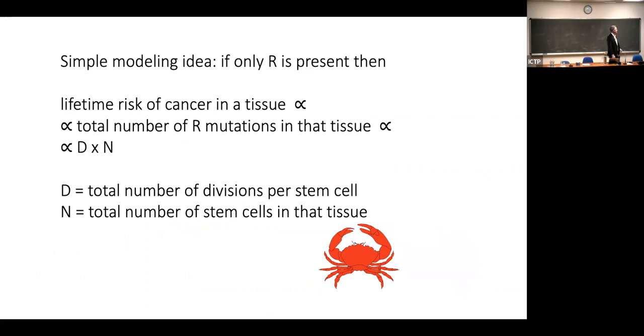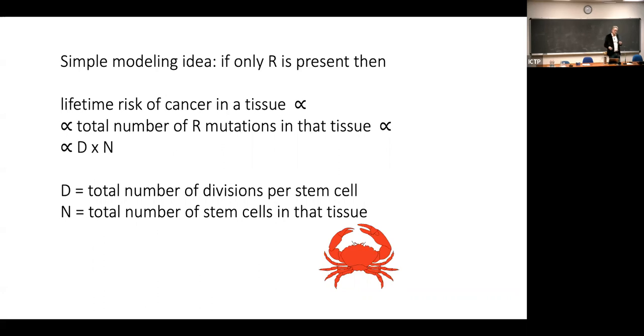So here I'll show you just a little modeling. Let's think about this. And again, look how simple, this is almost embarrassingly simple. The idea is the following. These R mutations happen when a cell divides. So how many of these mutations I get in an organ is mainly a function of two things: how many cells that organ has, because a big organ will have more mutations, right? And how often those cells divide.